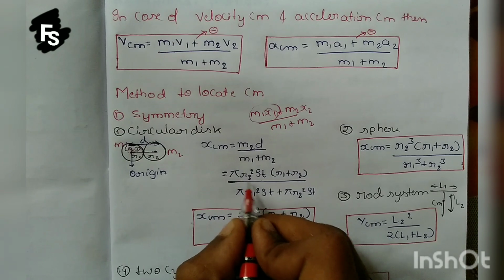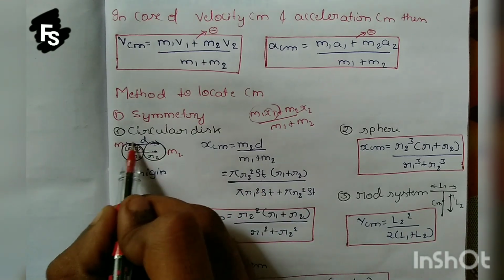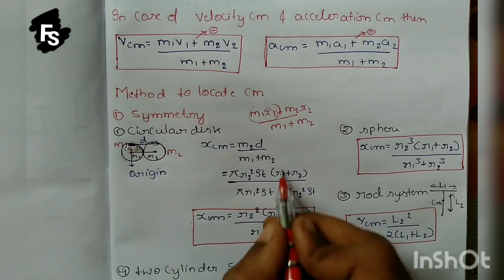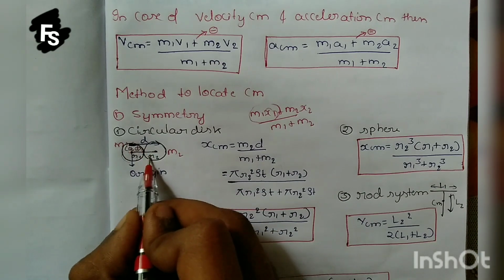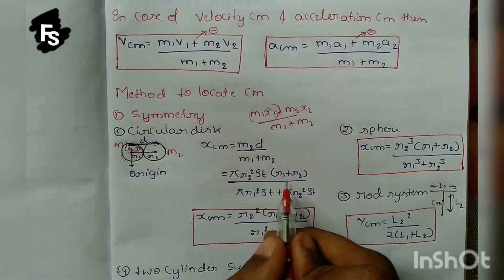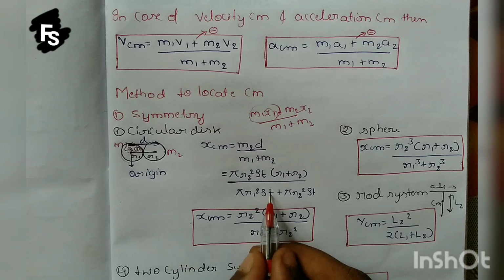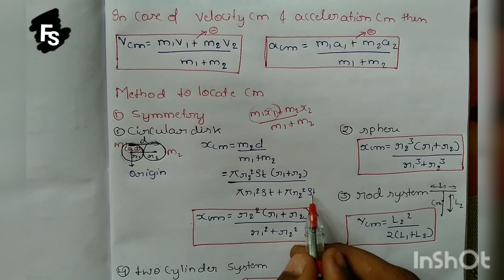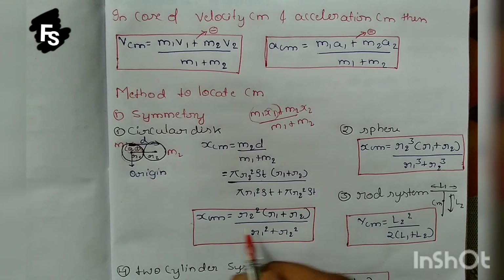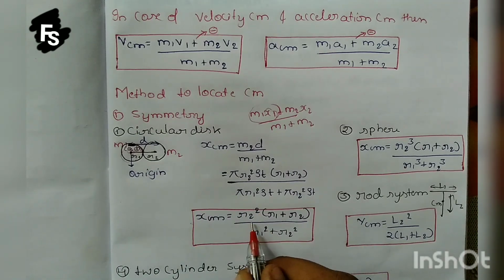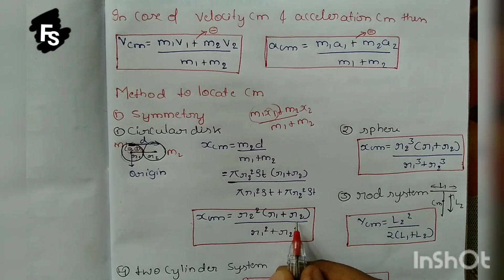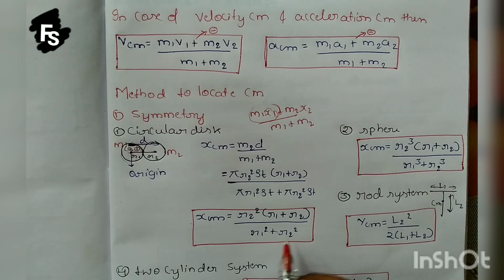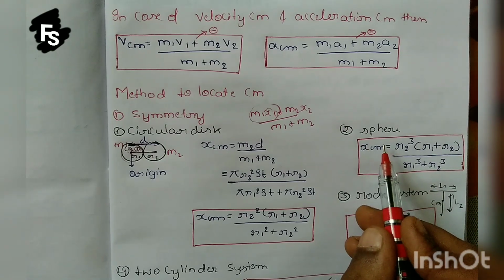What is m2? It is pi r2 square rho t, the mass of this disc, into the distance r1 plus r2, whole divided by m1 plus m2. m1 means pi r1 square rho t, plus pi r2 square rho t. On solving this, you will get xcm is equal to r2 square into r1 plus r2 by r1 square plus r2 square. Then we come to sphere.